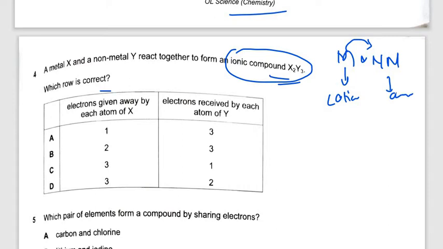So which row is correct? Electrons are given away by each atom of X. If you look at this formula, X2Y3, how does the charge go? X will be 3 plus, Y will be 2 minus. Now look at the options to see what is correct. So option D is the only correct option.